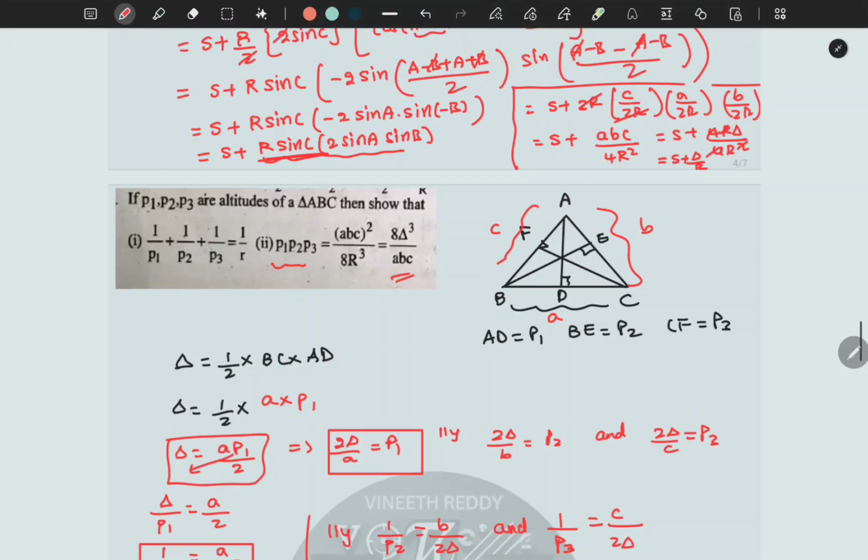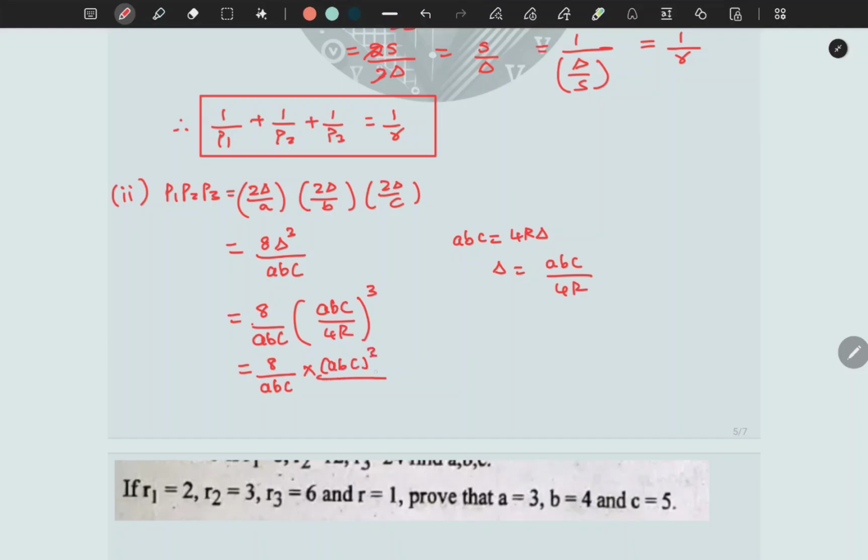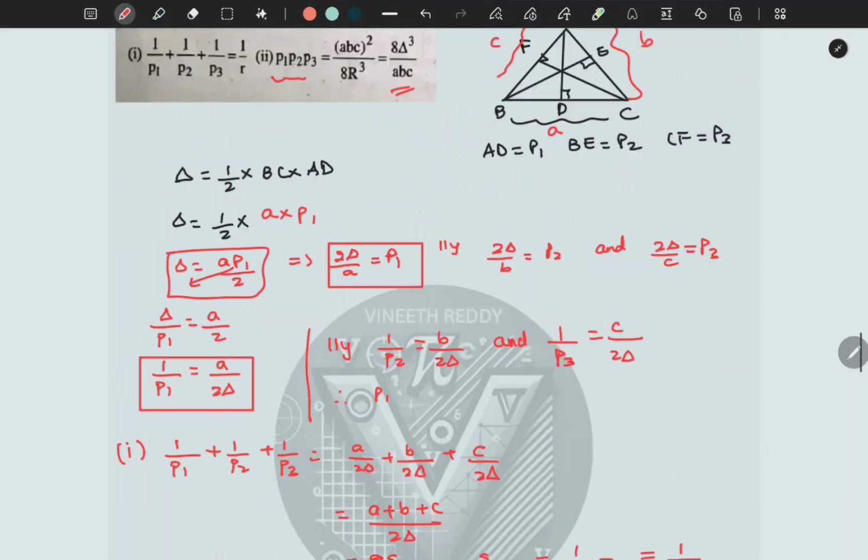And then we have to prove (abc) whole square by 8r cube. I don't think we need delta here. So we will be using one formula, that is abc is equal to 4r delta. So delta, can we say it is nothing but abc divided by 4r? Yes, so we will write that here. So 8 by abc, instead of delta we will write abc by 4r whole cube. So we can write this as 8 by abc into (abc) whole cube divided by 4r cube, which is nothing but 64, since 4 cube is 64, and r cube, right? So this and this gets squared, and 8 times 8 is 64. So we are left with (abc) whole square divided by 8r cube, right?